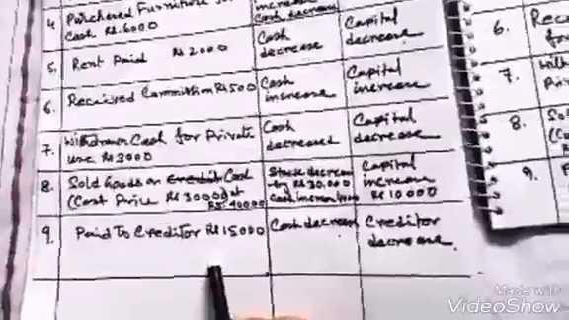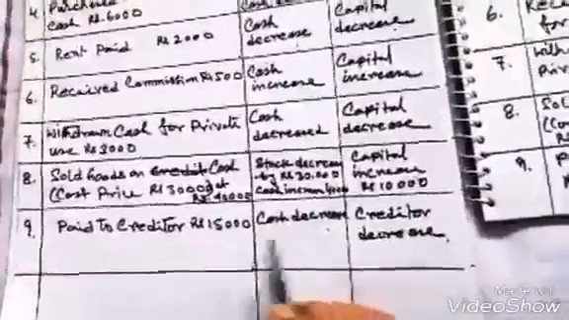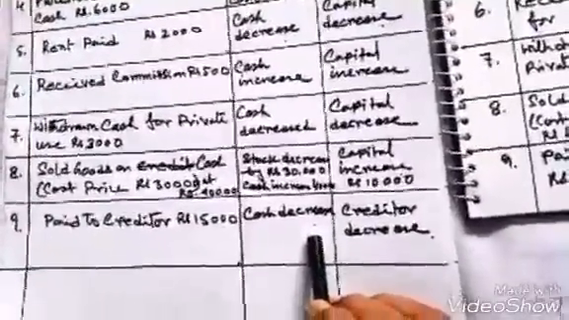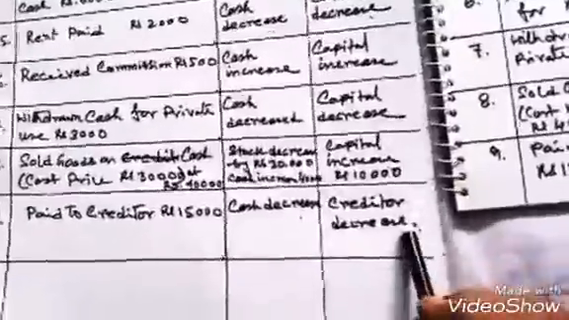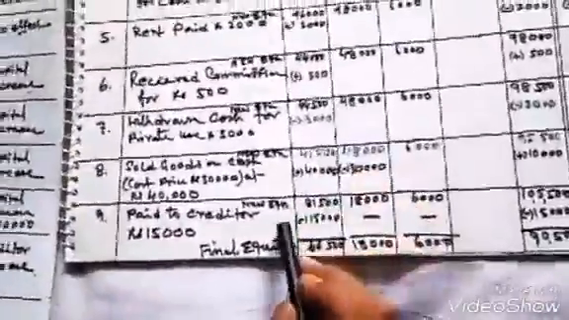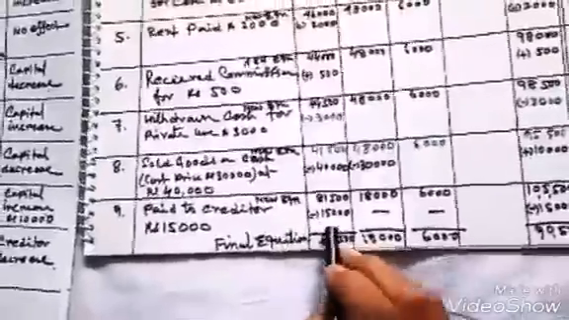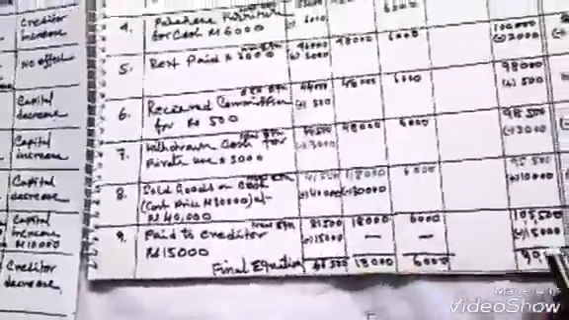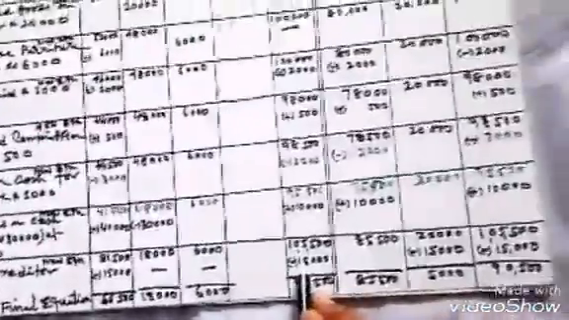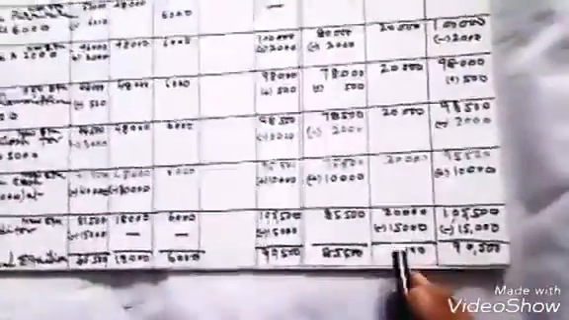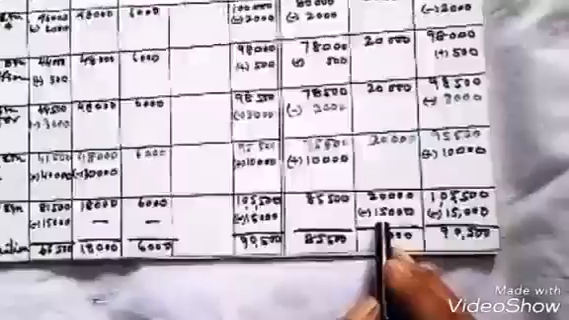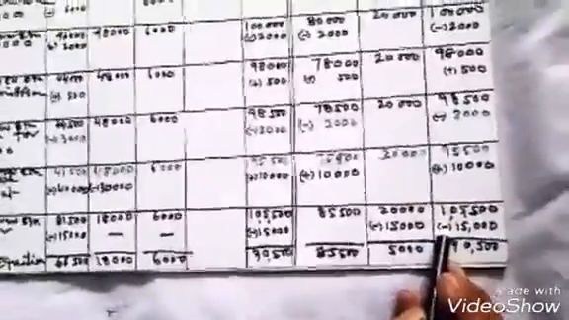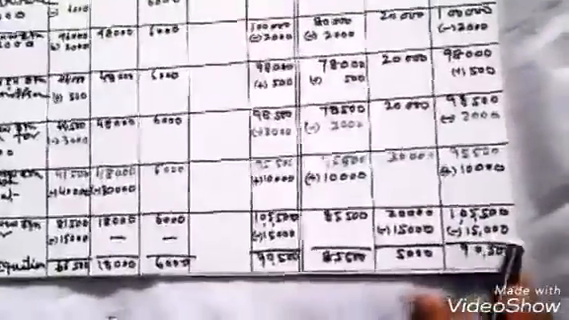See in the accounting analysis, payment to creditors means cash decreases by 15,000 and creditor decreases by 15,000. See in the accounting equation, this decreases the cash by 15,000. So on the total of asset, it also decreases 15,000. Decreases the creditor by 15,000. So on the total also decreases by 15,000.